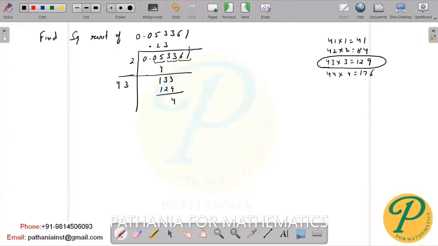Remainder is 4. Move the next pair, which is 461. Double the quotient. The double of 23 is 46. Yeah, it is really simple. 461 and 461 cancel. So therefore, the square root of 0.053361 is 0.231, your answer.